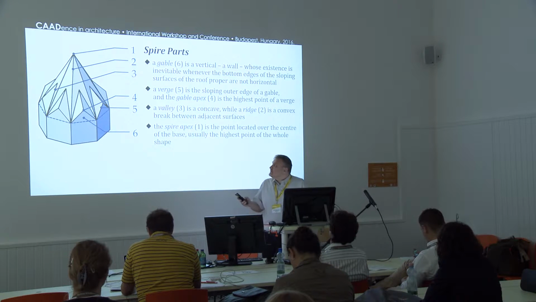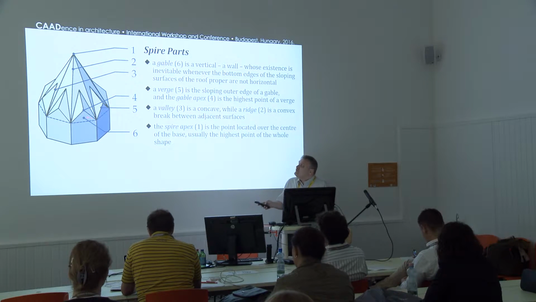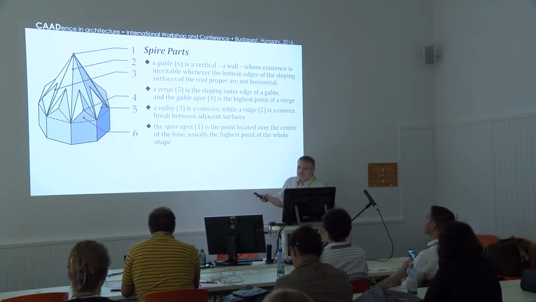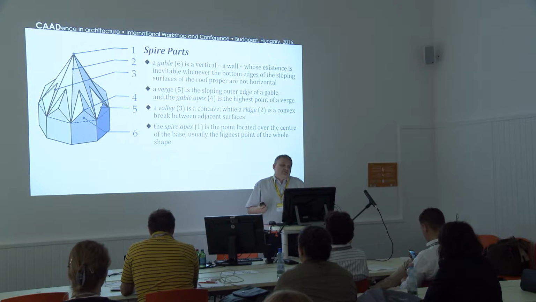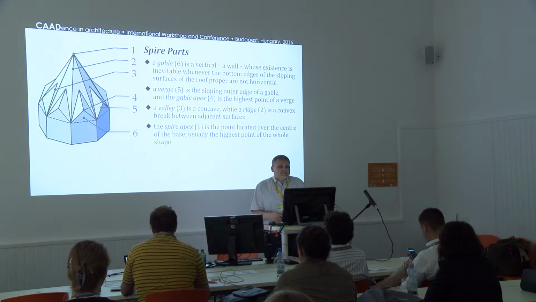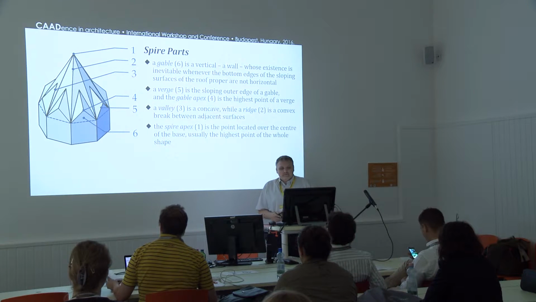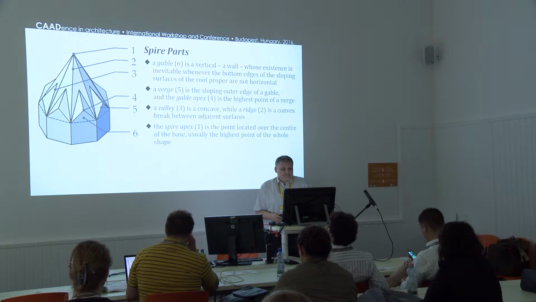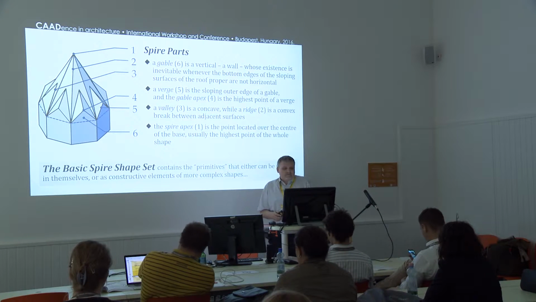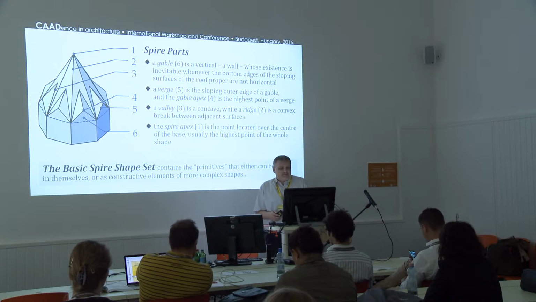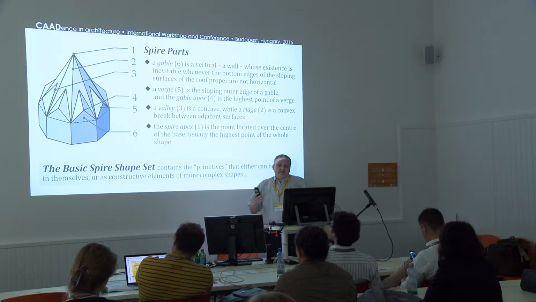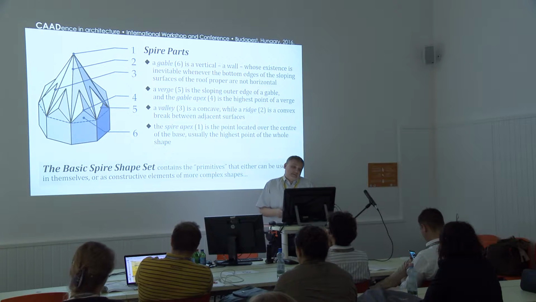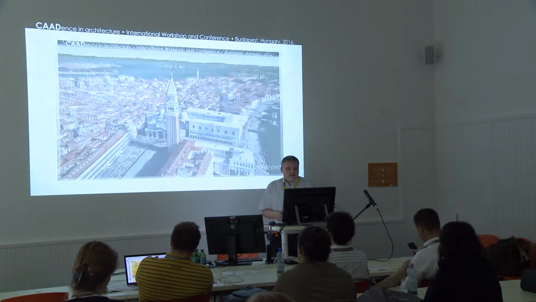I think the most important thing is that if we have a gable, it is usually connected with the spire apex itself, but as this figure shows, it's not a necessity. You can choose whether it's connected or not. You will have the opportunity to create these shapes as you like them. First, I wanted to find the basic spire shape set, which can show the primitives that later can be used in themselves, or you can combine them to get more complicated elements.